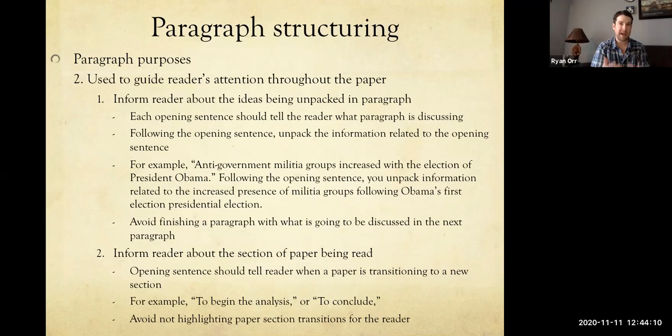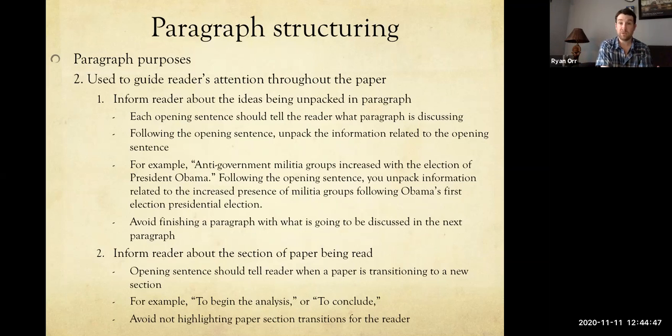All the ideas should match in terms of what you're discussing in the opening sentence and what you're discussing within that paragraph. So overall, the second part here, we can say that the paragraph should be used to inform the reader about the section of the paper they're in. So basically here, you can use the opening sentences to show the reader that you're transitioning from one part of the paper to another. Again, this is very simple, but it kind of guides the reader through the paper. These are the ideas you're going to see discussed in the paragraph, and here's where we're transitioning to a new part of the paper.